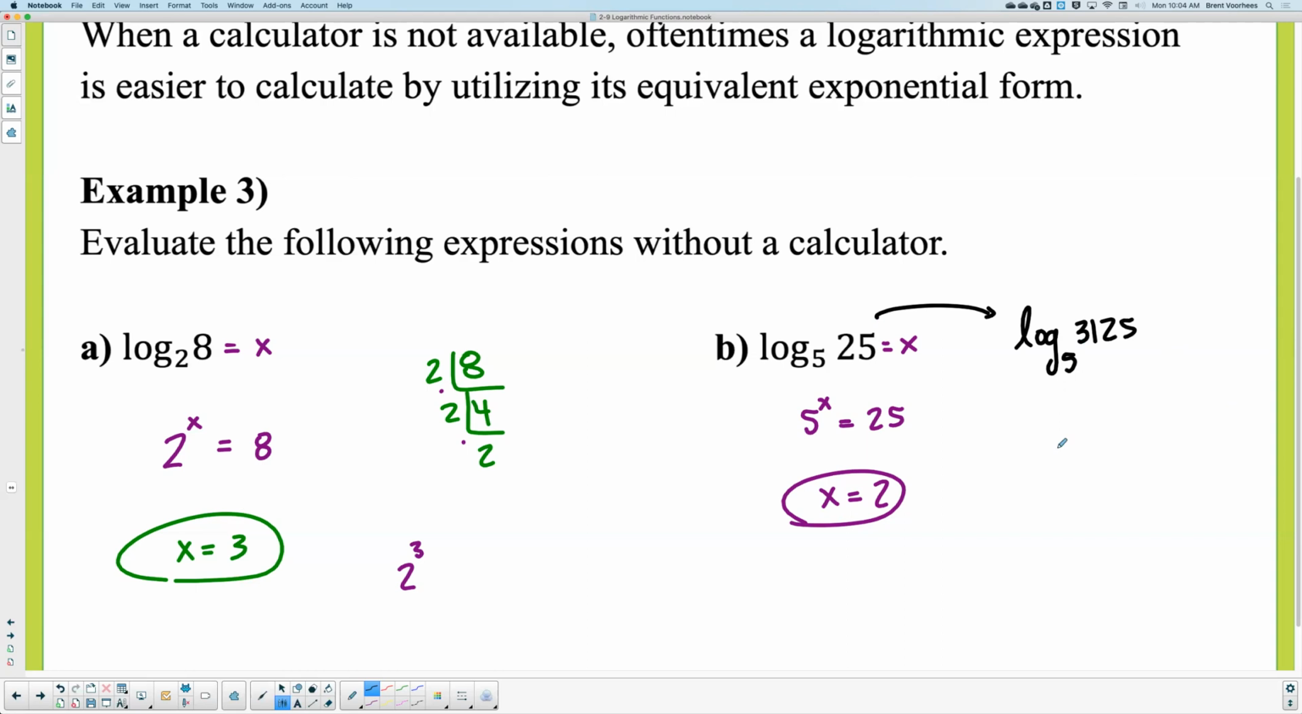But I want to do an upside down division. So how do you do an upside down division? I guess let's first rewrite this. You would say this is 5 to the power of x equals 3125.